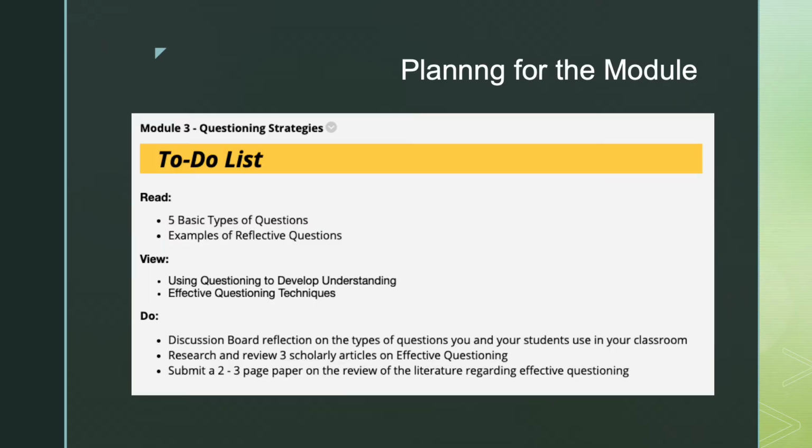So let's look at the to-do list for Module 3. You'll be doing some reading, you'll be looking at some videos, and then finally you will be submitting your discussion board and then doing some research and review of articles on effective questioning, culminating in a 2 to 3 page paper on the review of the literature regarding that effective questioning. About the last slide of this announcement, I'll go more deeply into the APA formatting and what a review of the literature entails.